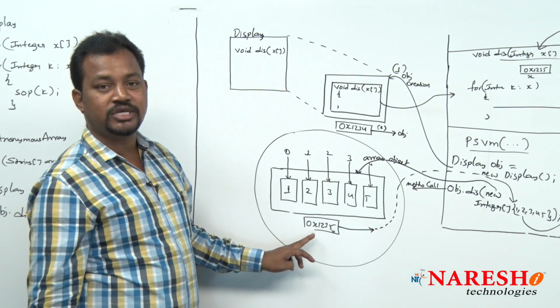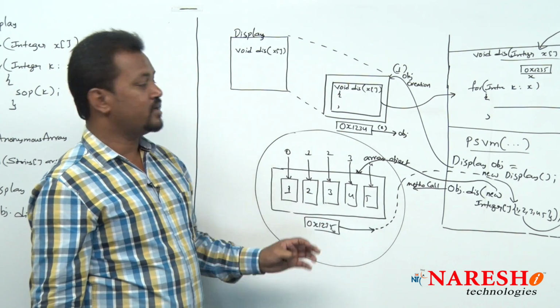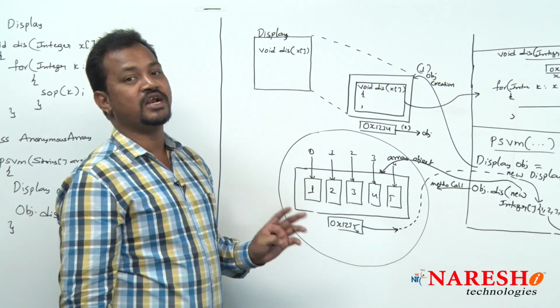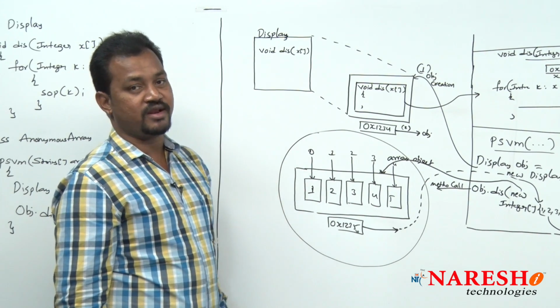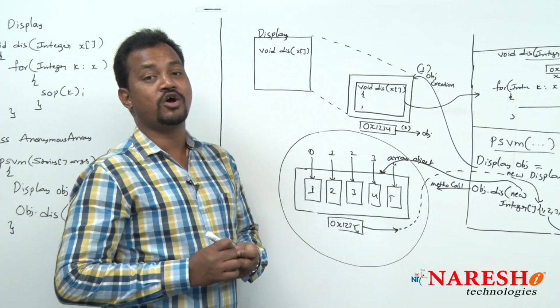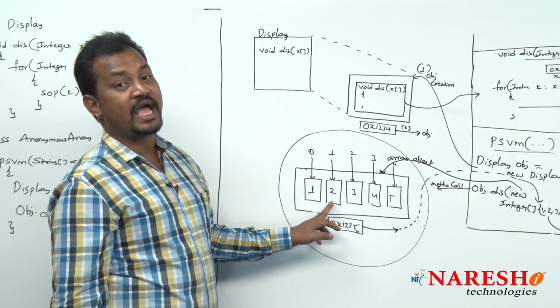Because after method execution has been completed, this object is not having any name. It has only object and reference. Object name is not there. The object which has been created without a name, we can call it an anonymous object, but the object belongs to an array, so we can call it an anonymous array object.